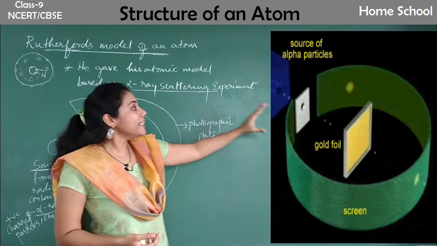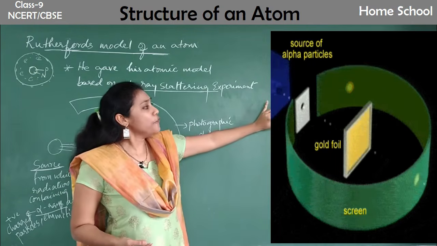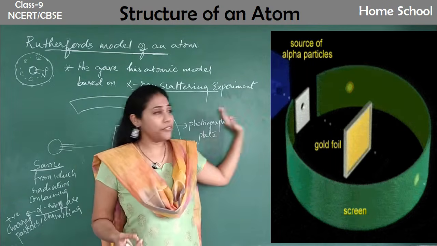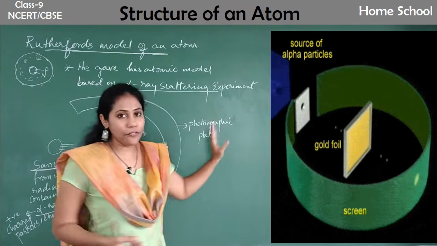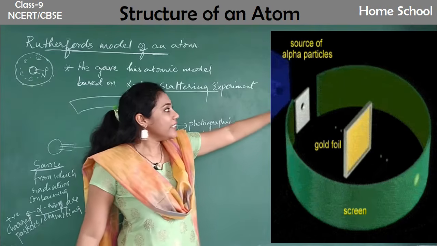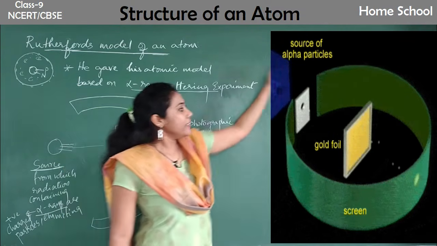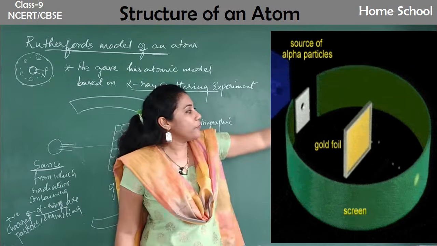Okay, so you can clearly see that visual there. There is a source from which the radiations are coming, alpha rays. Alpha rays are positively charged, guys. And in between, a very thin sheet of gold is kept. And after that, the whole setup is covered by a photographic plate.